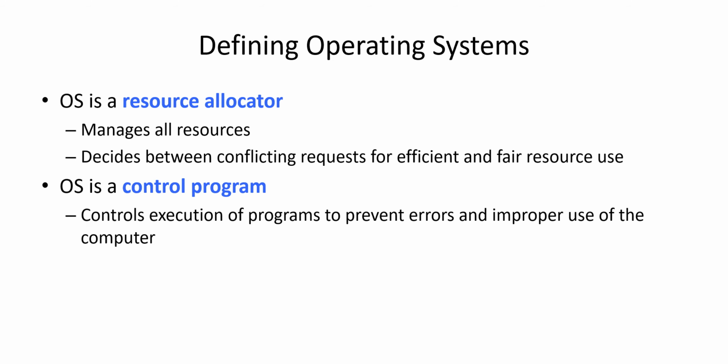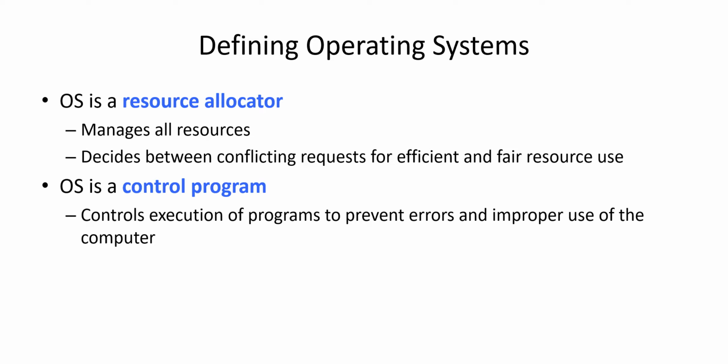Let's crystallize this into two clean definitions. First, the OS is a resource allocator. It manages all the resources on a system and it decides between conflicting requests for efficient and fair use of those resources. Imagine two programs both wanting the CPU at the same time. The OS decides who gets it and for how long.